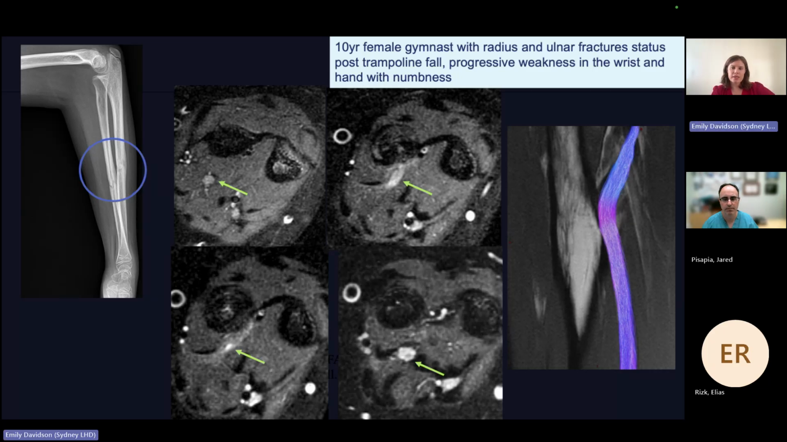There are sequences that are quite impressive, mainly used in research and academic centers at the moment, and potentially will be used more widespread, as these diffusion tractographies. This is where we obtain information along the length of the nerve, and we can look for the nerve fibers. And potentially with the use of AI as well, this will help to make these more commercially available. But it's a really nice demonstration of this radial nerve that was incorporated in this healing callus, and so was tethered in the bone. And you can see that part here.